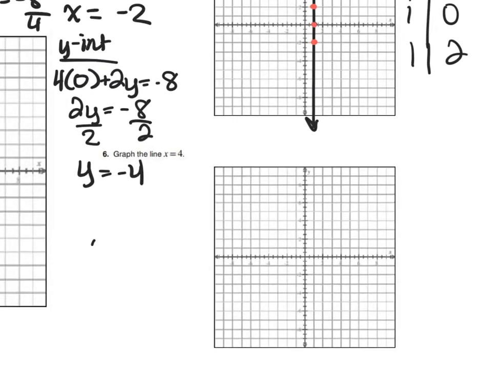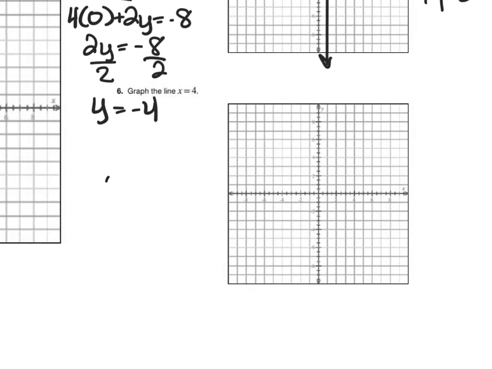We got the same thing for 6, except now we're going through 4. Just try to remember that it says x equals, so it's going to be the opposite of the x-axis.